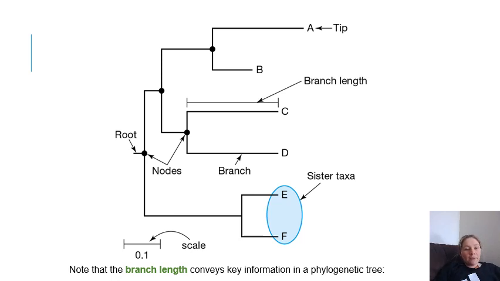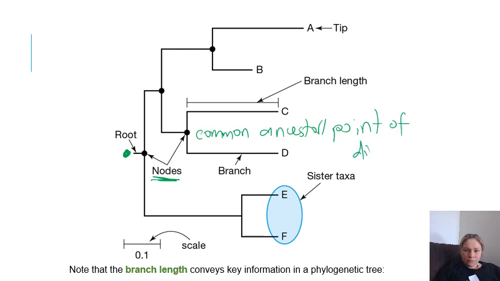Let's unpack a little bit more about phylogenetic trees. The root of a phylogenetic tree is where it starts. So this is where we're looking at divergence from a common ancestor. The nodes indicate common ancestors or divergence points, as I like to call them. The branch length conveys important information about a phylogenetic tree. It shows an amount of time since there has been a change or a divergence from a common ancestor.